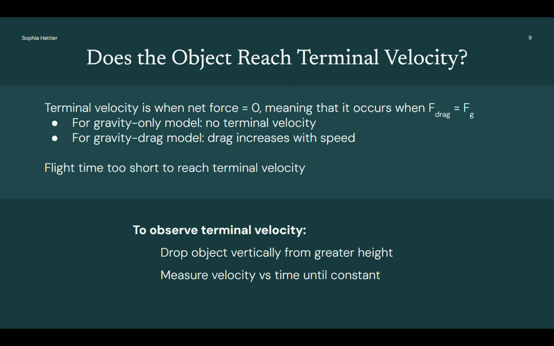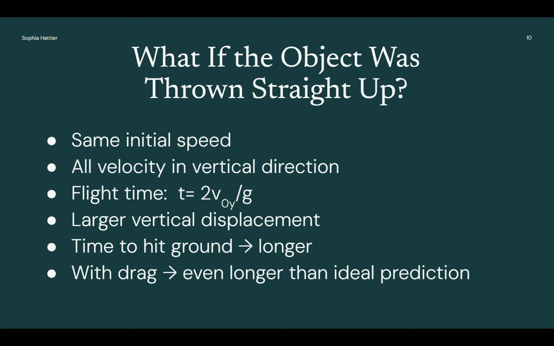Conclusions: projectile motion is governed by Newton's second law. The gravity-only model predicts the ideal parabola. The experimental data deviates from the ideal model. Drag gets closer to the actual result. Air resistance is significant in real motion, and computational modeling validates physical assumptions.